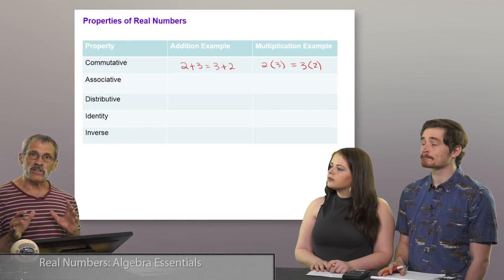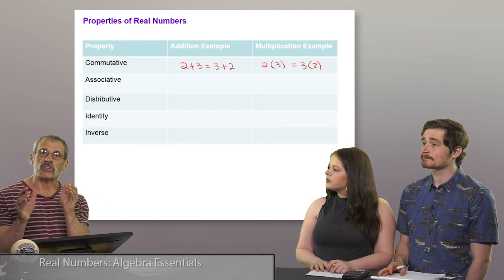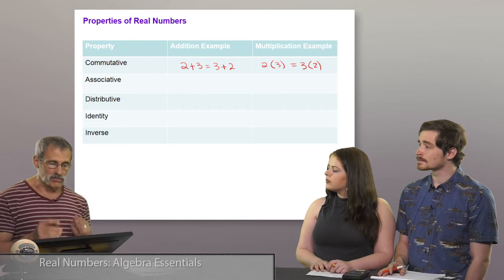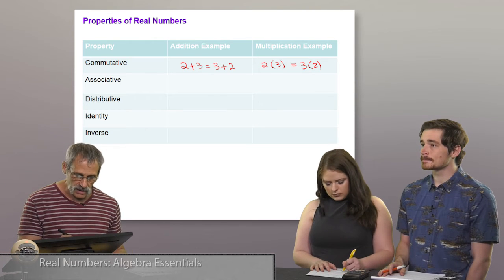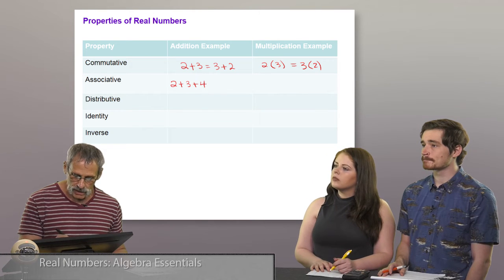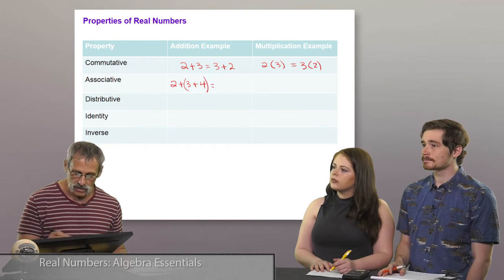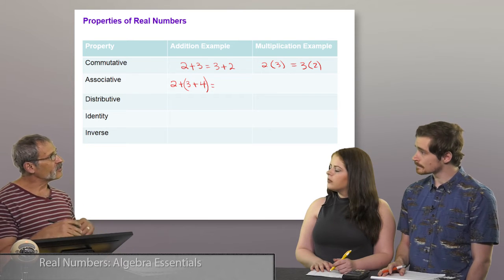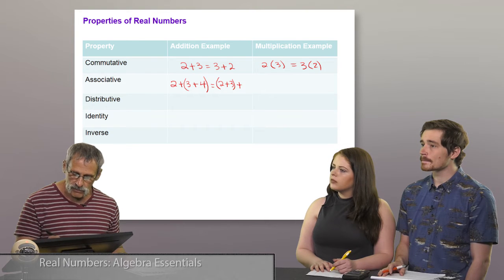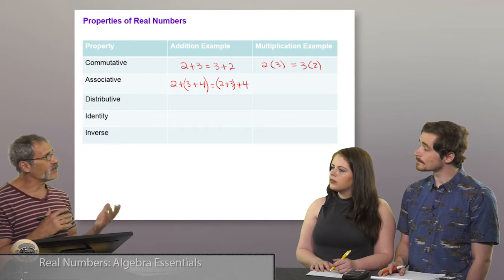For associativity, this gives you the right to work inside the parentheses first, and you can choose where you want the parentheses to go. I'll show you what I mean. If I take a look at 2 plus 3 plus 4 and place parentheses around the 3 plus 4, since I'm adding all the way through, I could also look at 2 plus 3, perform that addition first, and then add the 4.